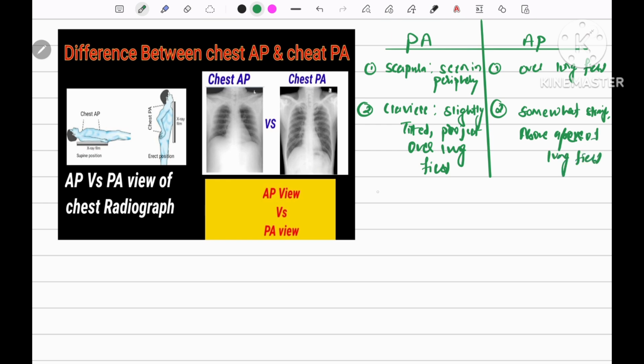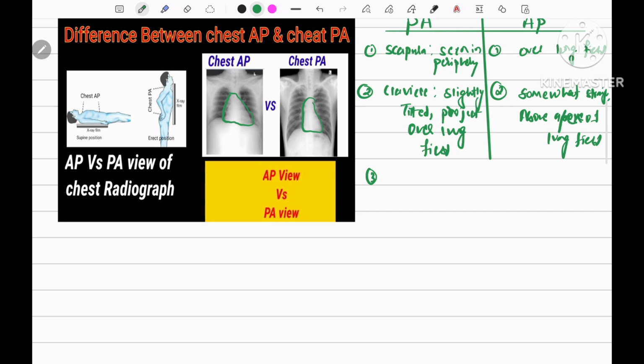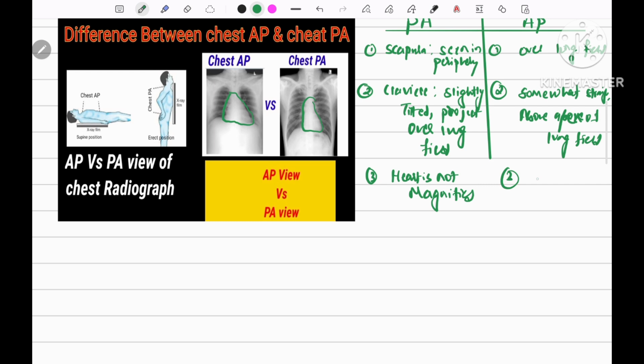Now once again, in case of PA view, we can see that the size of the heart is not magnified. But in case of AP view, we can see that the size of the heart is magnified. So in PA view, heart is not magnified, and in case of AP view, heart is magnified.